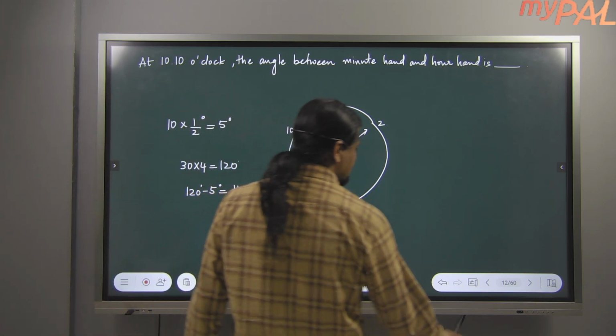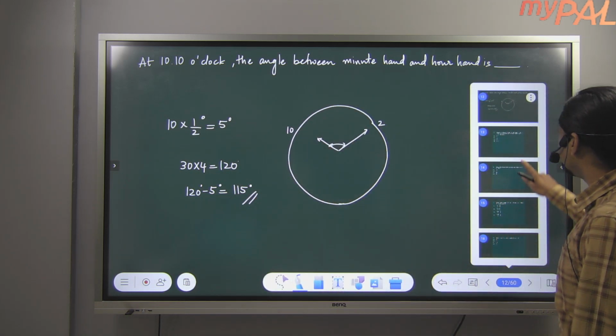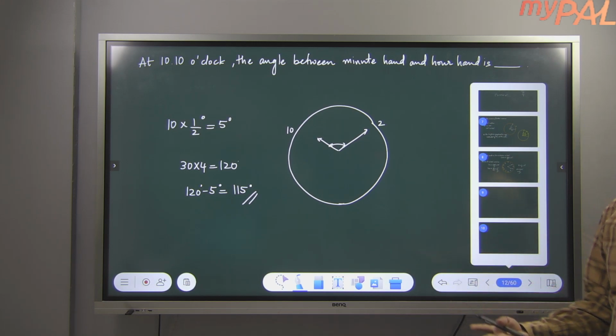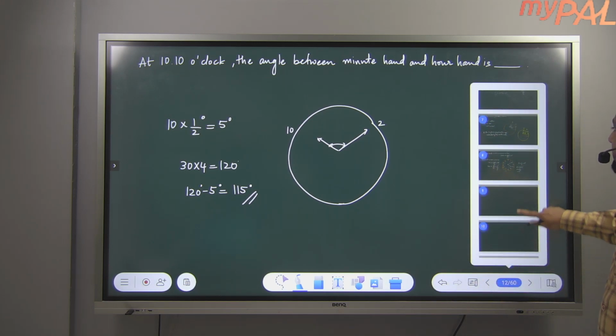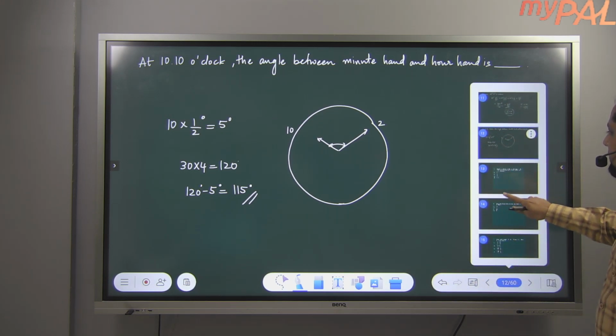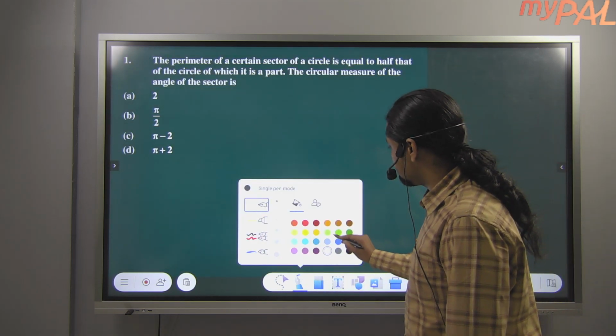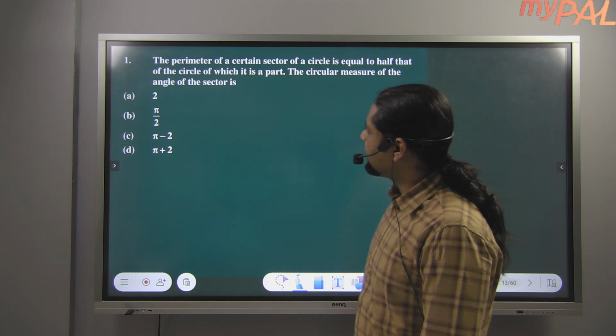So we have discussed two important concepts where you might face some MCQ questions. So let me solve some problems now. We'll solve some MCQ problems from competitive platforms.